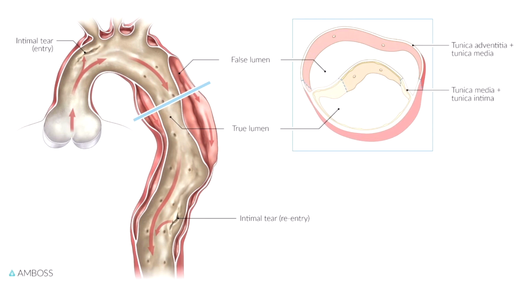The already weakened tunica media decreases the support to tunica intima, which leads to tearing of the intima. Blood flow extends the tear, leading to a true and false lumen. The blood flow now flows on both sides of the tunica media and intima. In the distal vessel, another intimal tear may occur, which allows for re-entry to the true lumen after the blood has passed through the false lumen.